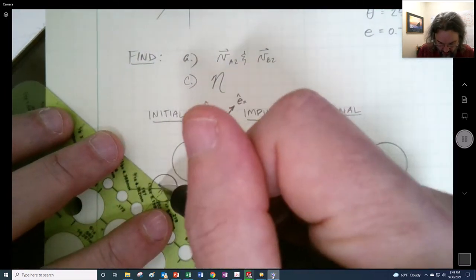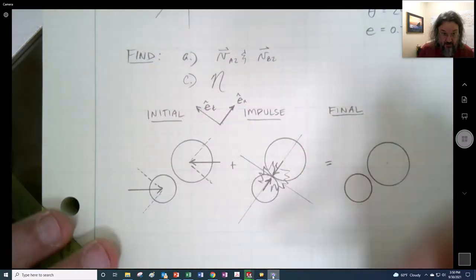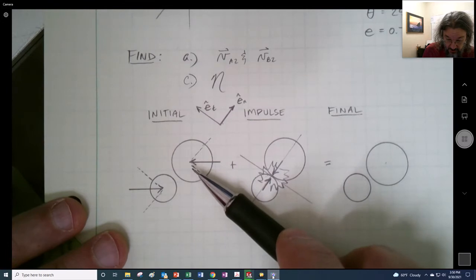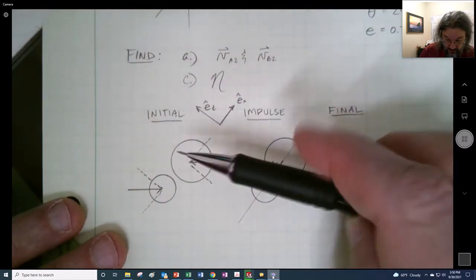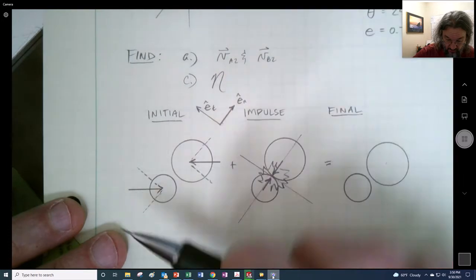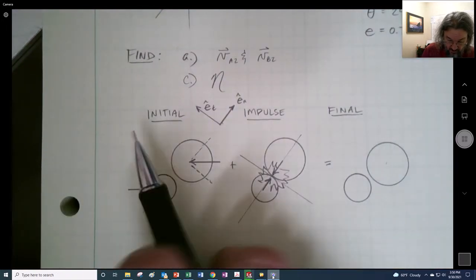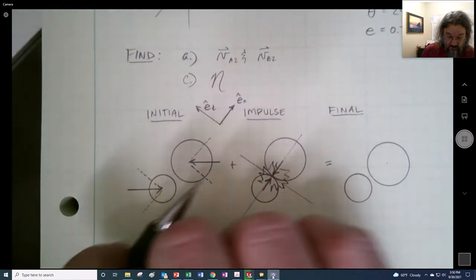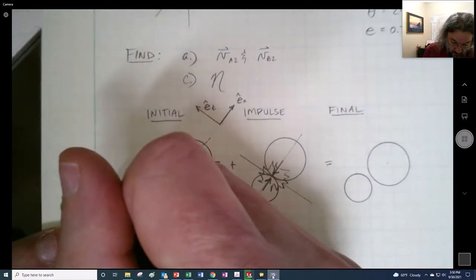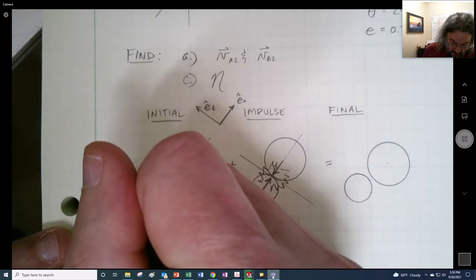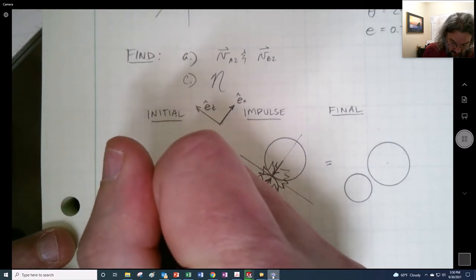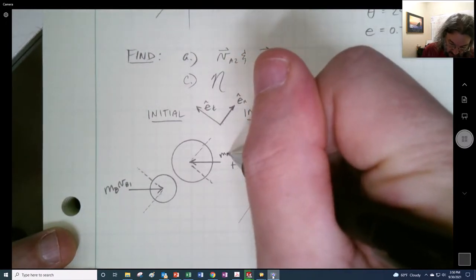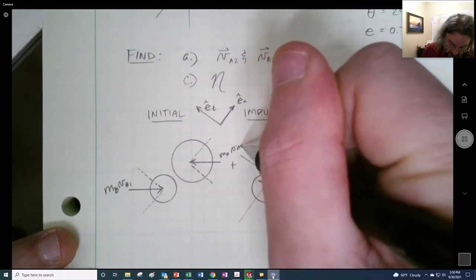Remember, these are particles, so their size doesn't really matter. Here is the tangential component of this one, and here's the normal component of this one. Here's the tangential component of B coming this way, and here's the normal component right here. We'll label this m_B v_B1, and we'll label this m_A v_A1.